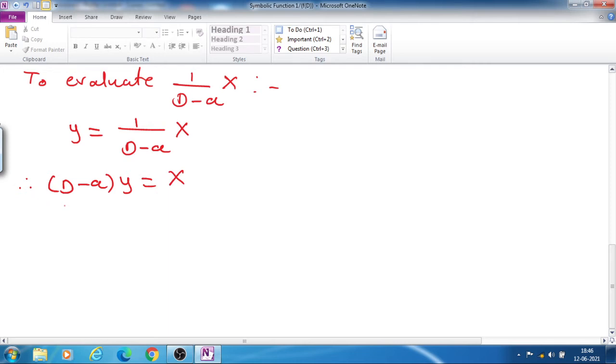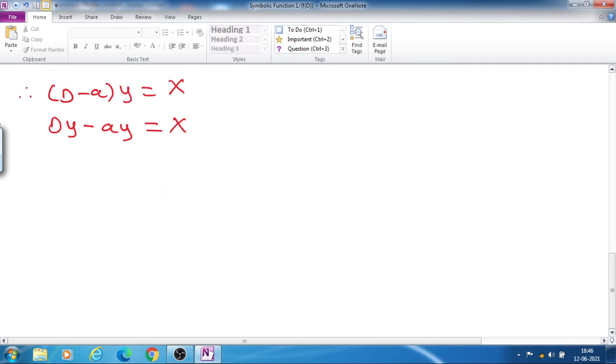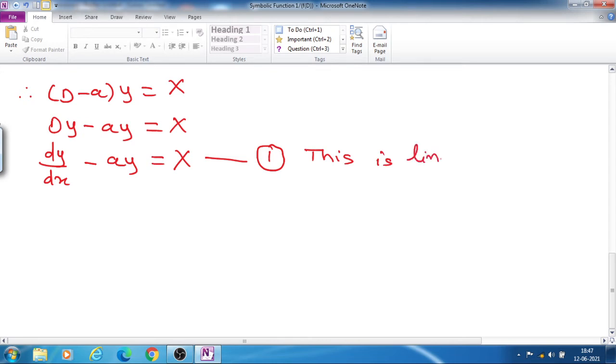Now we operate this factor D minus a, then we get D of y minus a of y is equal to capital X. D of y means d by dx of y, that means dy by dx minus a into y is equal to capital X. Now to solve this equation, we must know that this is a linear differential equation.